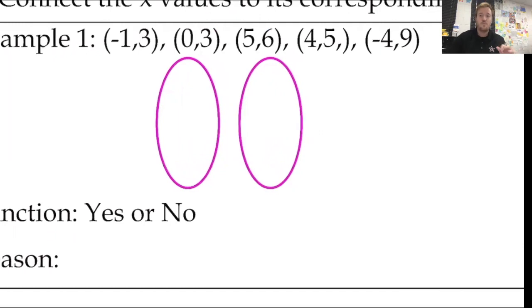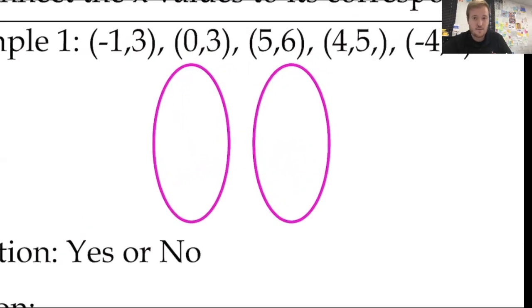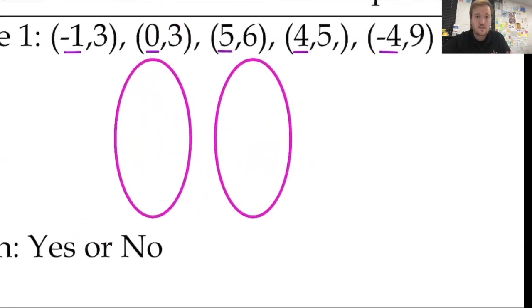All right, so the key thing: least to greatest, no repeating values. So I'm going to look at just the X values first. So I have -1, 0, 5, 4, -4. So the smallest of those values is -4. So I've got to start with -4. So I'm going to kind of keep a checklist. I'm going to cross it off.